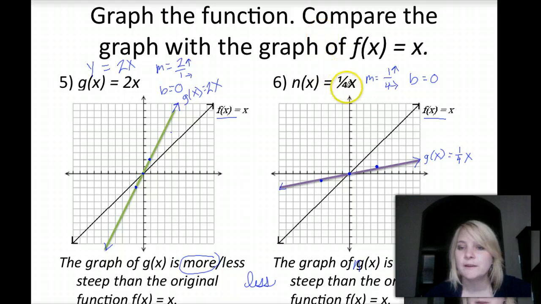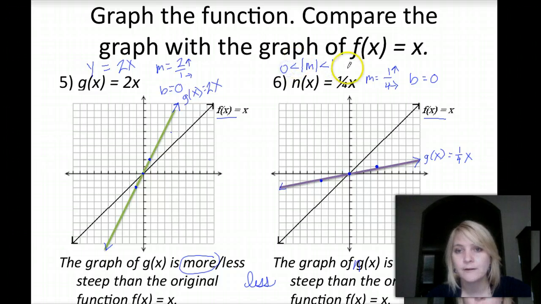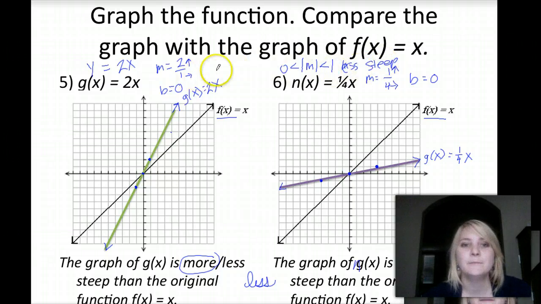And so we can conclude, and we'll be taking a look at this a little bit more, when the absolute value of our slope is less than 1, also greater than 0, we're going to have a less steep line. When the absolute value of our slope is greater than 1, we're going to have a more steep line than our parent function.